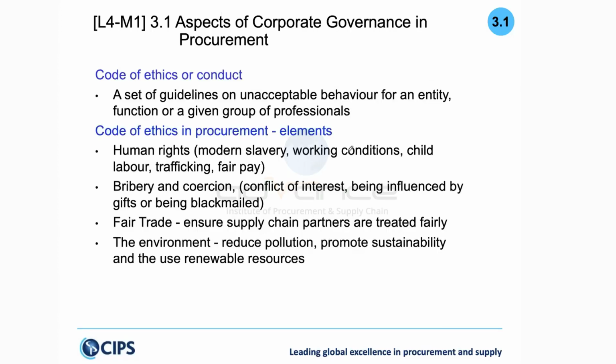So for a procurement function, in order to work in a transparent and efficient manner, you have to put in place certain set of codes, right? A set of guidelines on what is unacceptable behavior. Remember, ethics is differentiating the right from the wrong, right? Most people have grown up knowing that this is right, this is not right. But then you cannot depend upon the morality of the people.